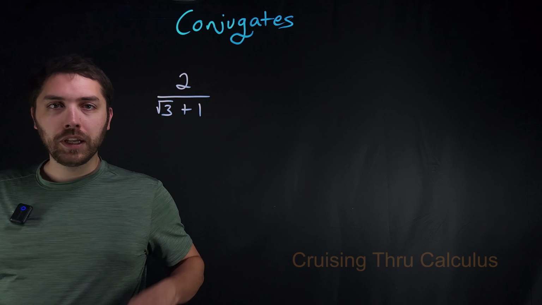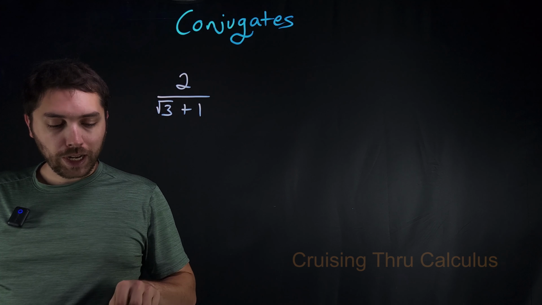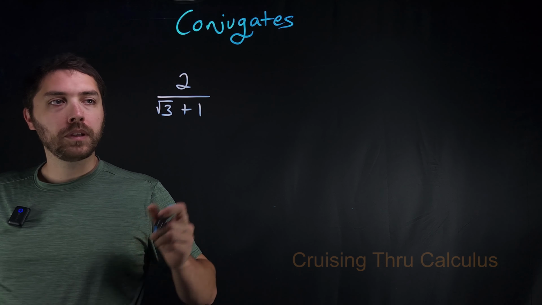Back in your algebra class, you probably did problems just like these, and your teacher asked you to rationalize the denominator. What that really meant was that you were going to multiply your fraction by the conjugate of the denominator, like this.